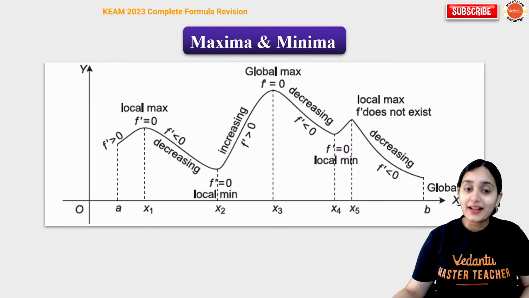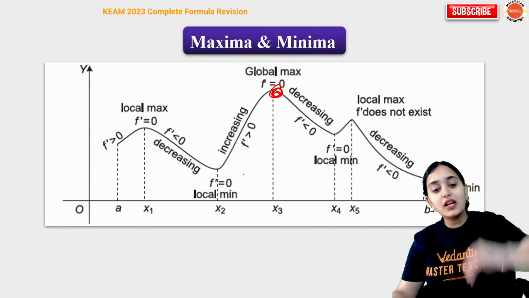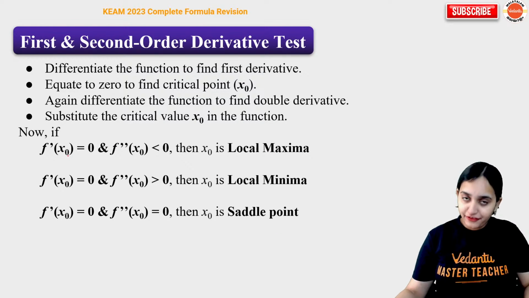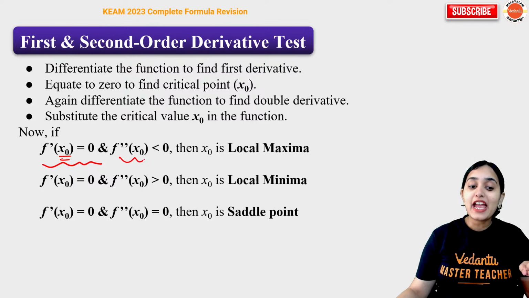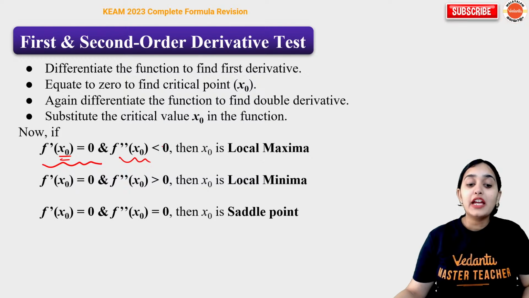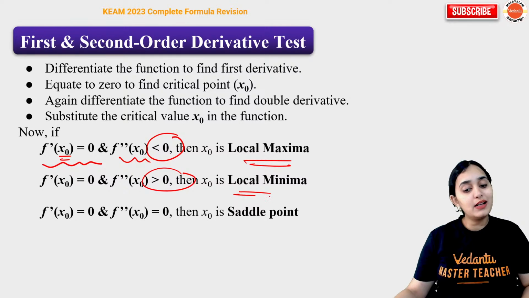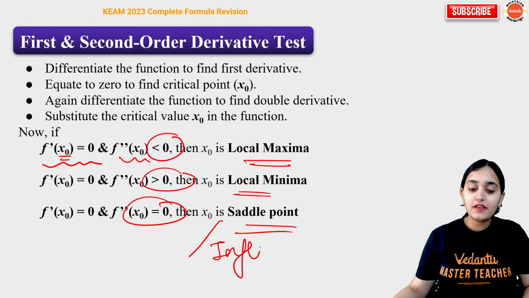Last concept, maxima, minima. Maxima is like the maximum value of the curve. Minima is the minimum value of the curve. How to identify? Step number 1, f dash x is 0, find the value of x naught. Then find f double dash x, the second order derivative. If it is less than 0, it is local maxima. Greater than 0, local minima. Equal to 0, saddle point, also known as inflection point.